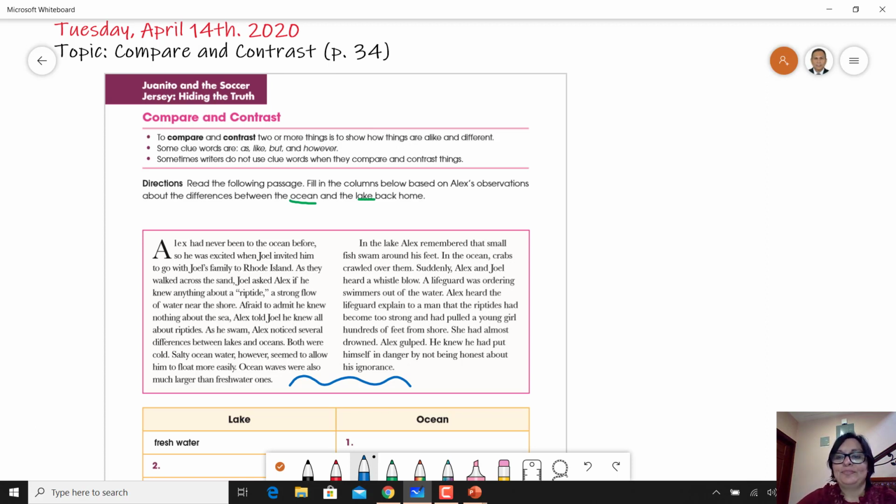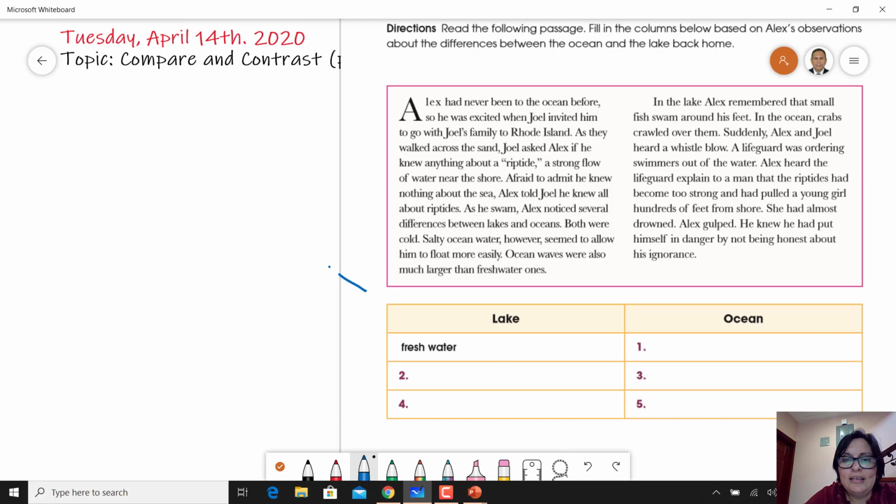So guys, here we have a chart. This is a chart that you have to complete. We are comparing and contrasting the lake and the ocean. Well, the direction says about only differences, so we are going to contrast only. Contrast. We are going to find only differences.